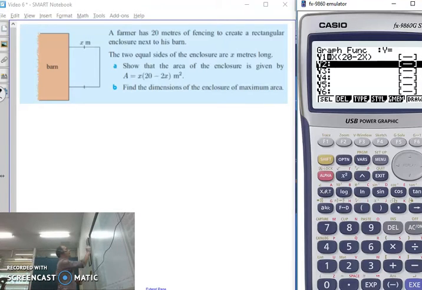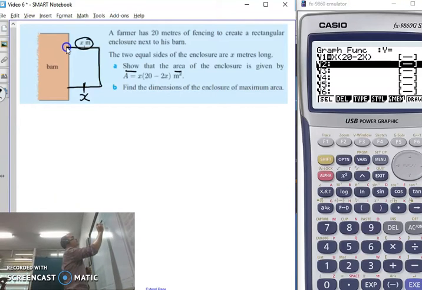So we can see that he's got a barn and he's drawing a fence along here. All we're told is that this is the value of X, and we also know that because it's a rectangle, this one is X as well. So we're asked to show that the area of the enclosure is given by the equation.